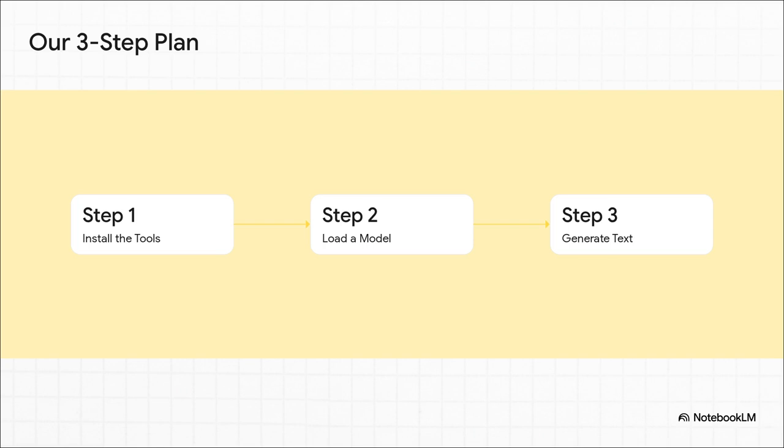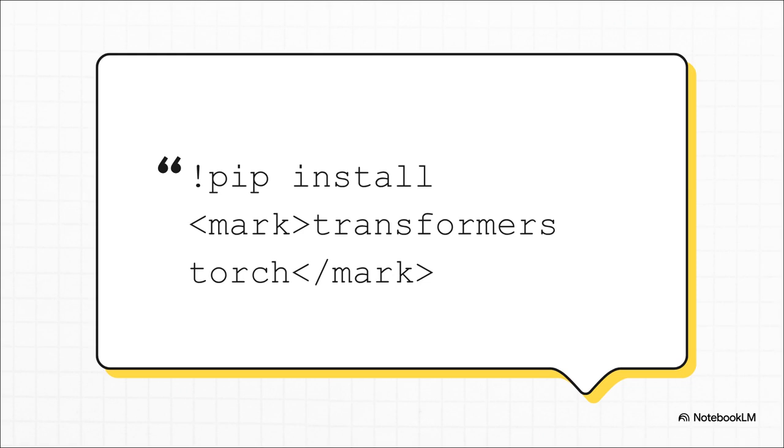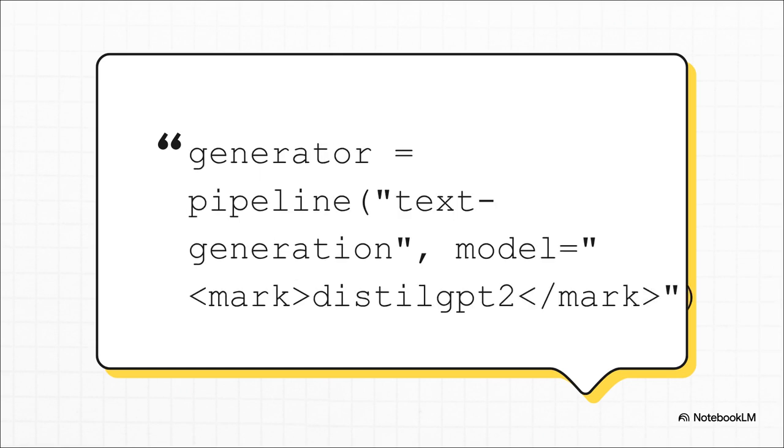Seriously, that's it. So step 1, it all starts with this one single line of code. That's it. This command installs Transformers. That's our universal key, remember? And something called Torch, which you can think of as the engine that does all the heavy lifting in the background.